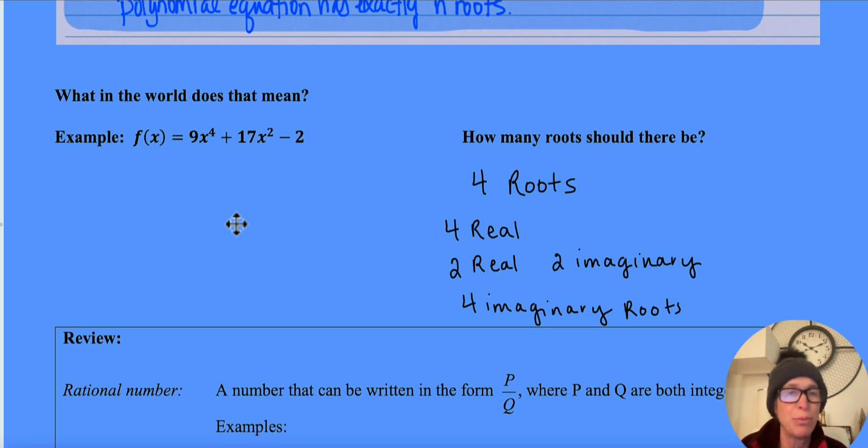Okay, so that's basically what that fundamental theorem of algebra tells me. And so it helps me when I'm asked to solve an equation, I know how many I'm looking for. Now, if it says find the real roots, it's telling me I don't have to find the imaginary roots. There could be imaginary roots to it.